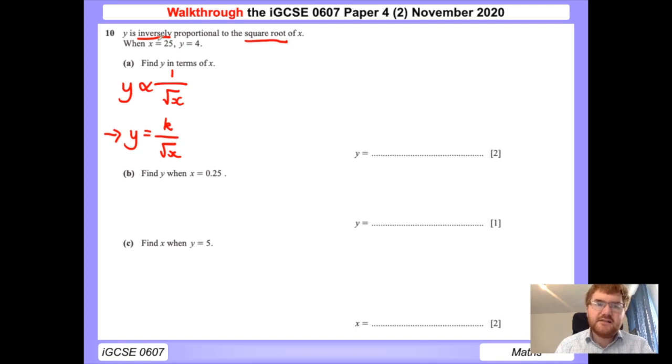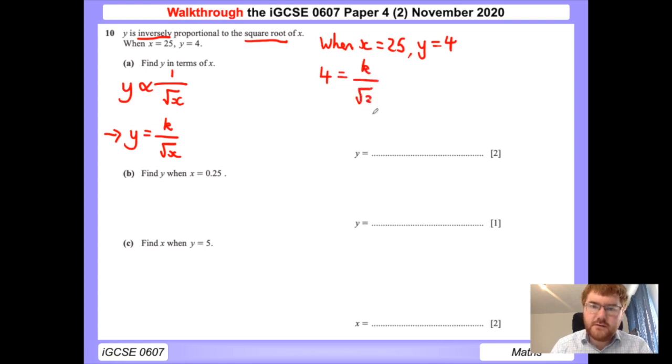At this point we then substitute these numbers in, so when x is equal to 25, y is equal to 4. This reminds me the x goes here, and the y goes here, so we go 4 equals k over root 25, and we just take our time here, so 4 is equal to k over, well, the square root of 25 is equal to 5. If you're not sure in the exam, check on your calculator, it's the way to go.